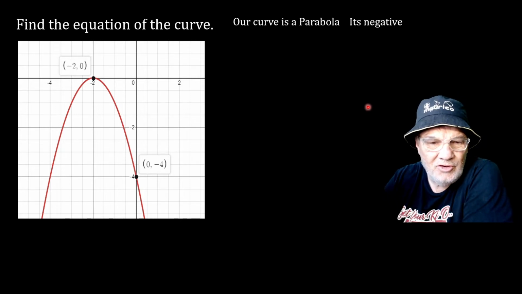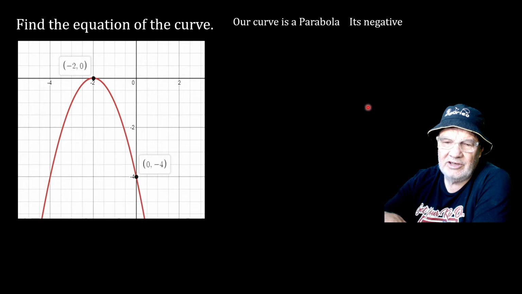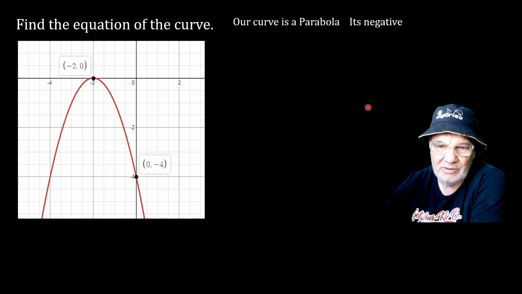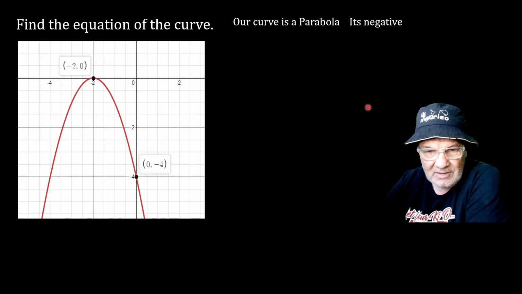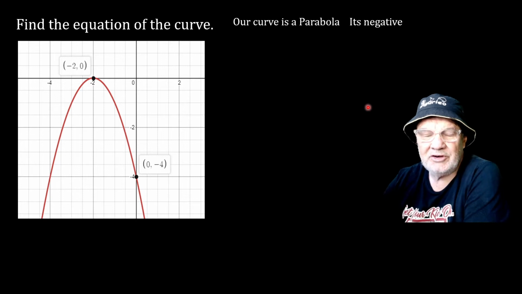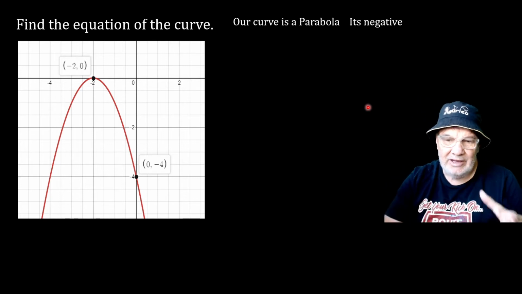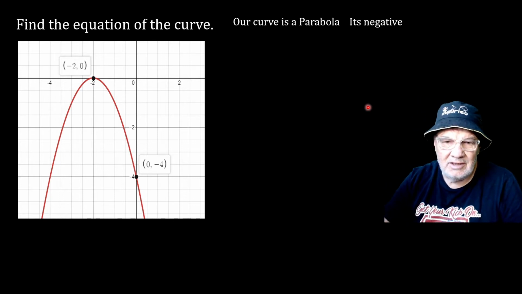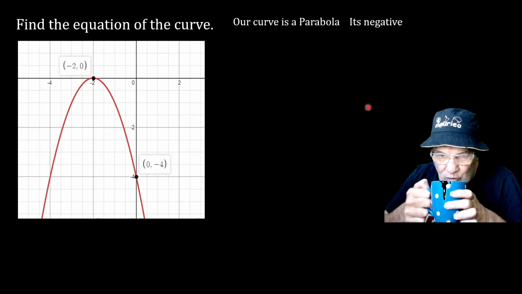So this curve is a parabola, and as you can see, it's upside down compared to the other one. It sheds water. If you put it out in the rain, it wouldn't catch any water. So we say that's negative.